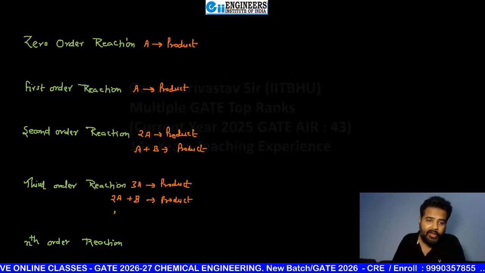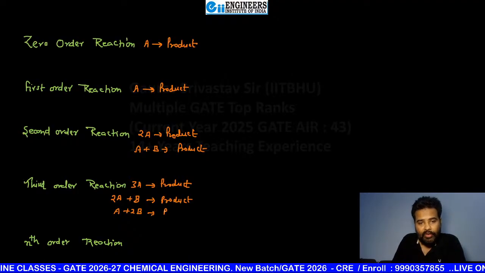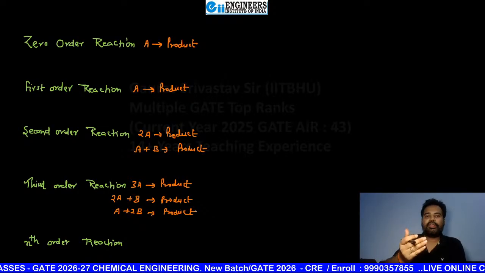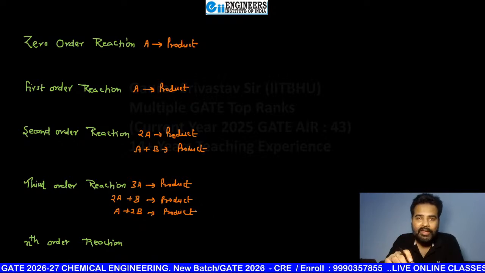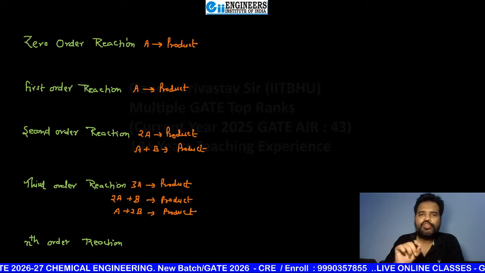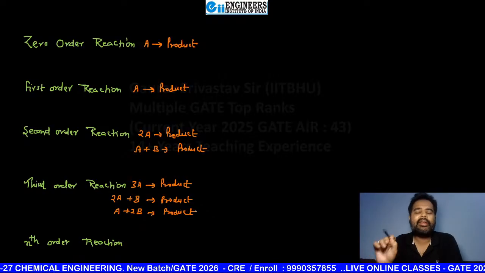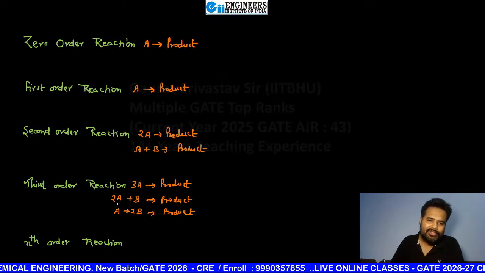Similarly, you can write A plus 2B, but no need to worry. If you are writing 2A plus B or A plus 2B, the kinetics, the equation that you are going to get for 2A plus B will remain the same for A plus 2B. Just substitute A with B, right, in place of every B, A, and in place of every A, B. So that means these are not two, these are just one.